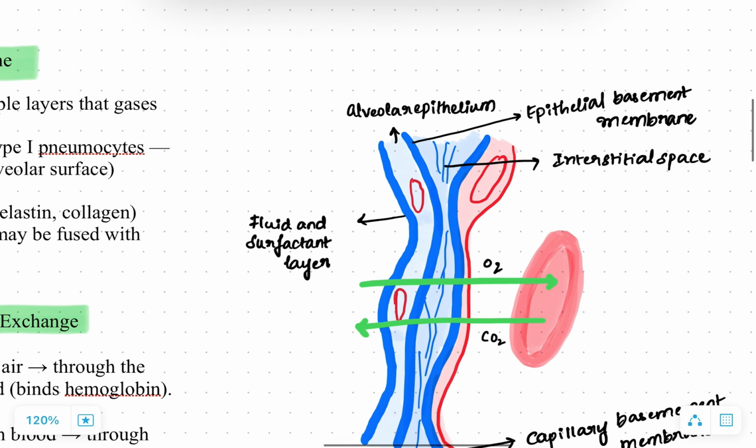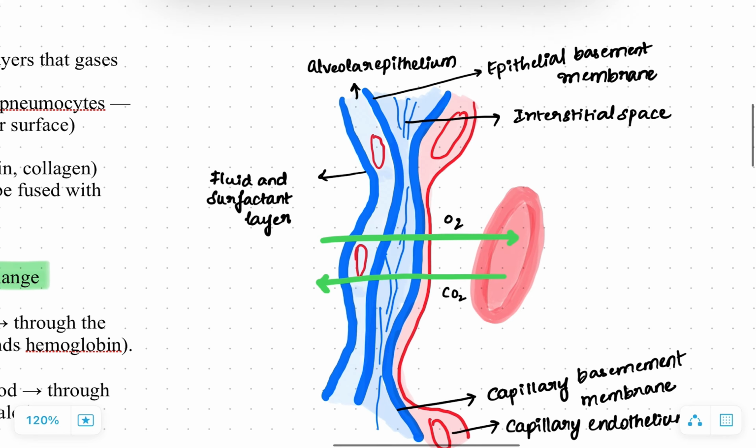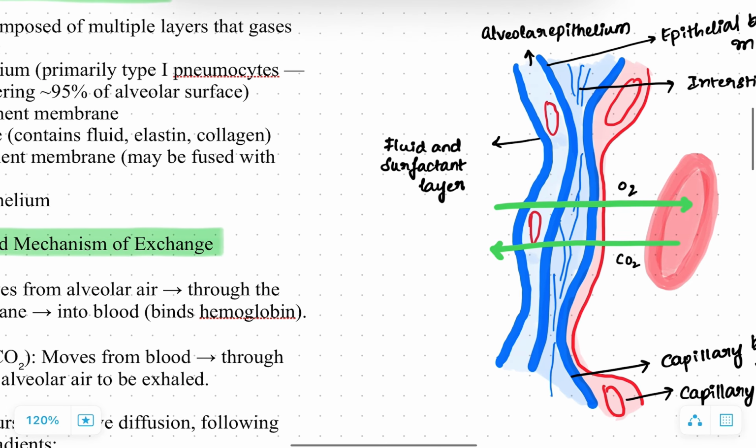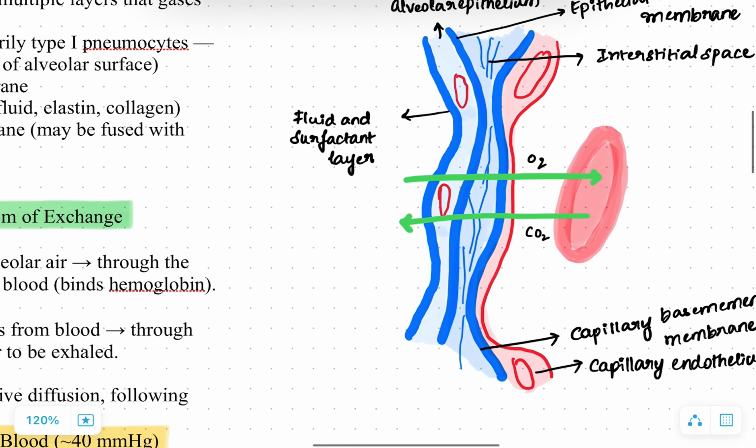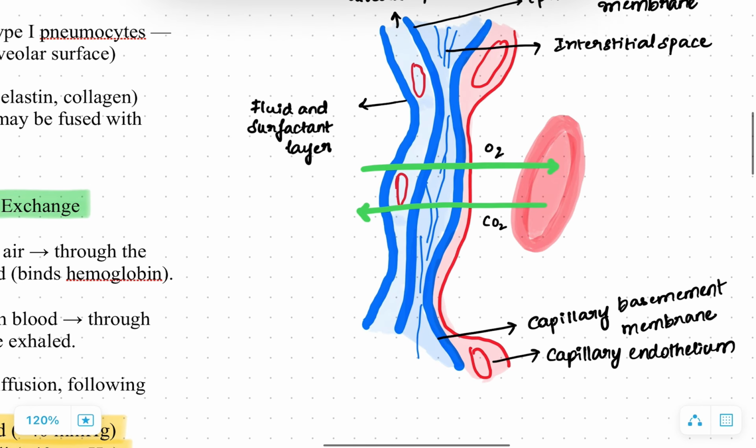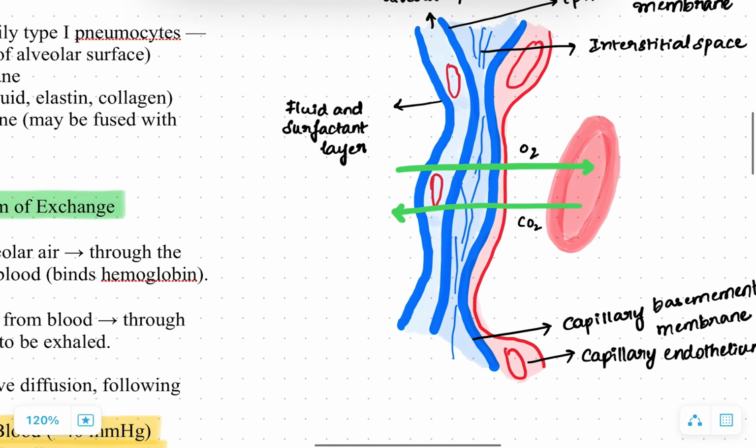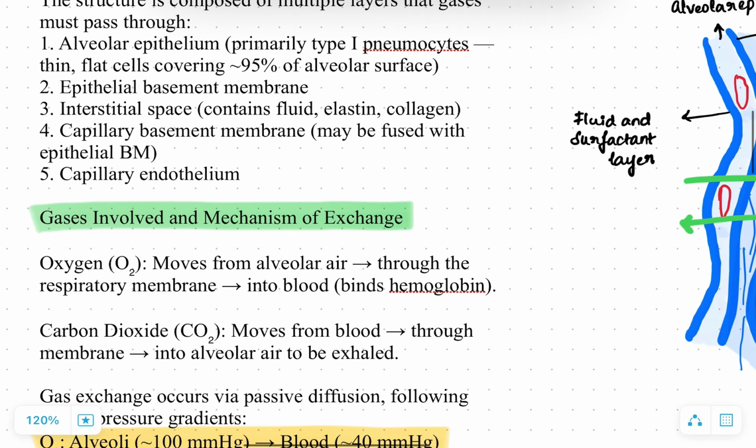The next layer is the epithelial basement membrane, and the third one is the interstitial space. It consists of fluid, elastin and collagen. The fourth layer is the capillary basement membrane, and the fifth layer is the capillary endothelium. These are the 5 layers of the respiratory membrane.